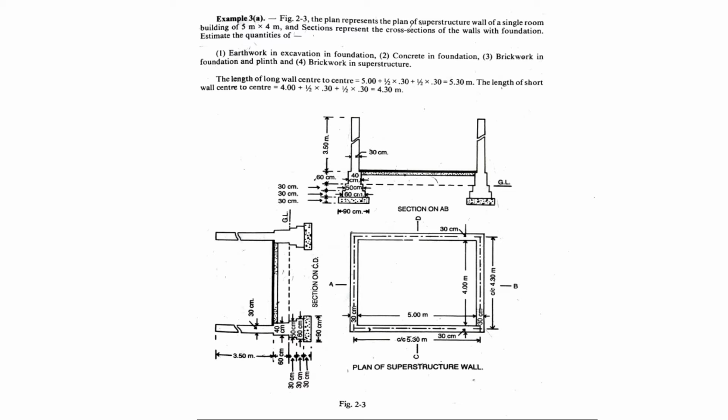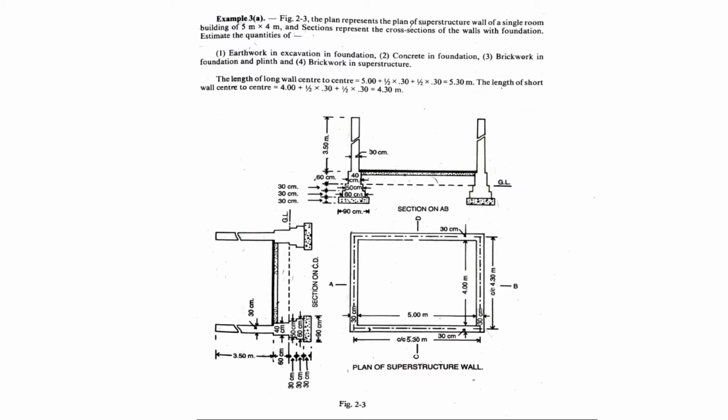Today we are going to see how to calculate the quantity of earthwork excavation, then concrete in foundation, brickwork in foundation as well as plinth, and also brickwork in superstructure. Here we have a plan of cross section 5 meter into 4 meter. First of all, we are going to find the center line for the long wall as well as short wall, because here we are going to use the long wall short wall method for finding the quantities.